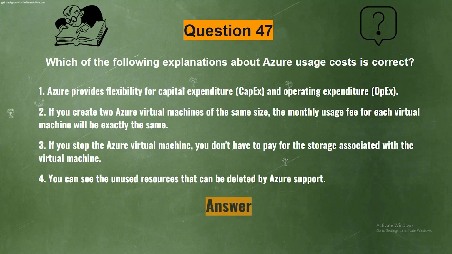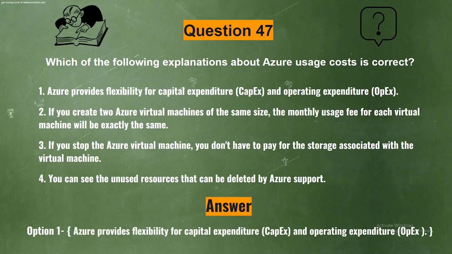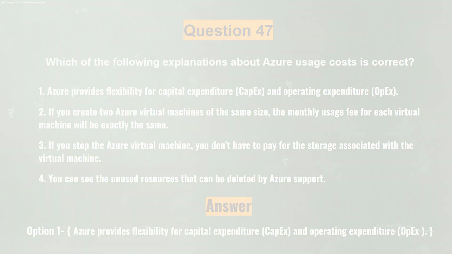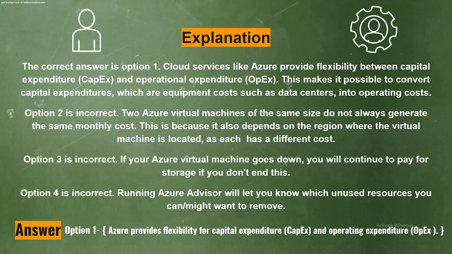And the correct answer is Option 1. Azure provides flexibility for capital expenditure and operating expenditure. The correct answer is Option 1. Cloud services like Azure provide flexibility between capital expenditure and operational expenditure. This makes it possible to convert capital expenditures, which are equipment costs such as data centers, into operating costs.